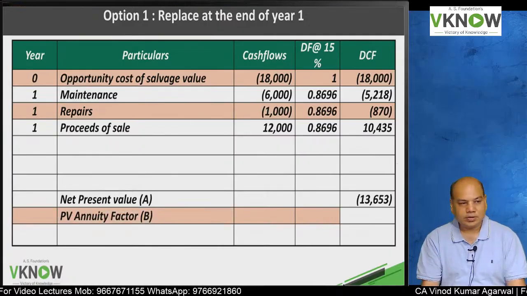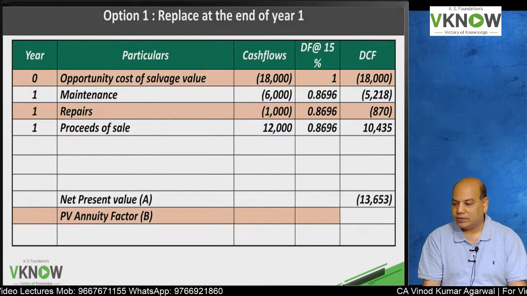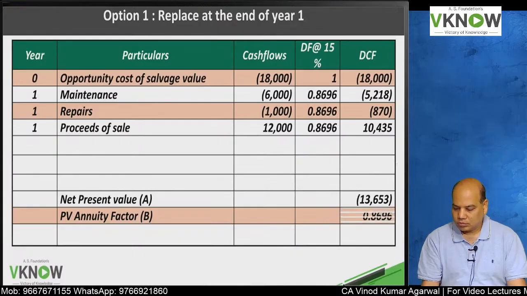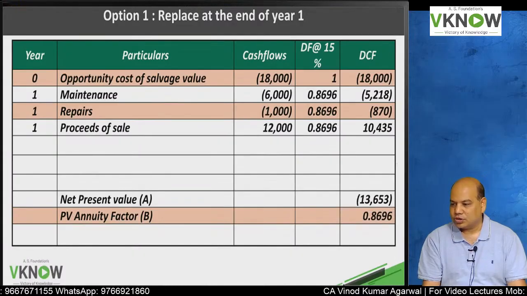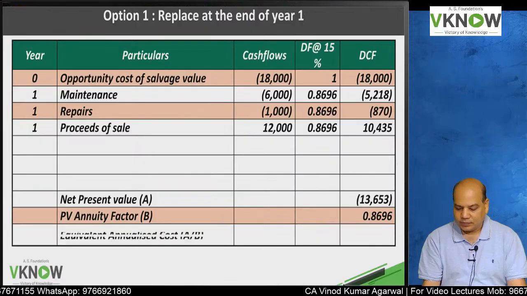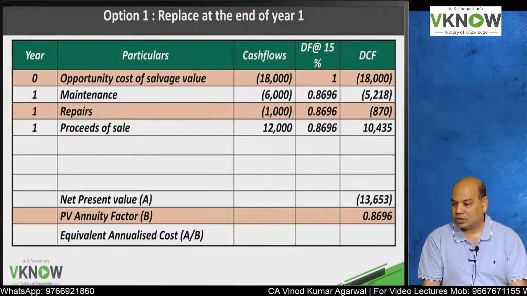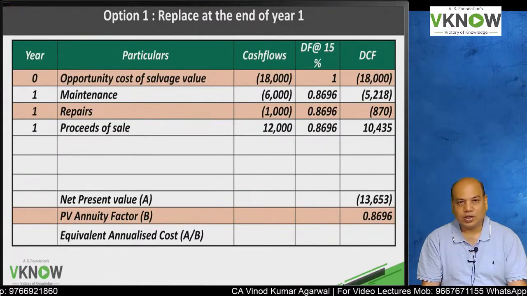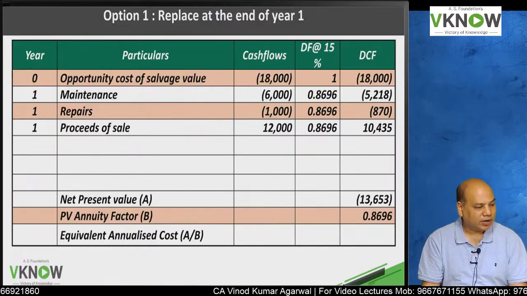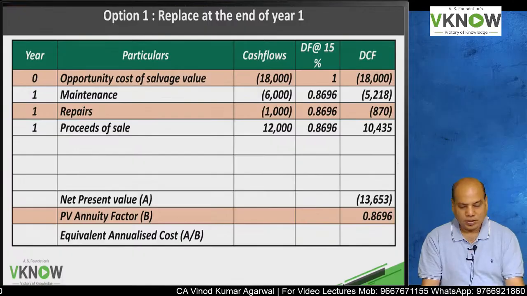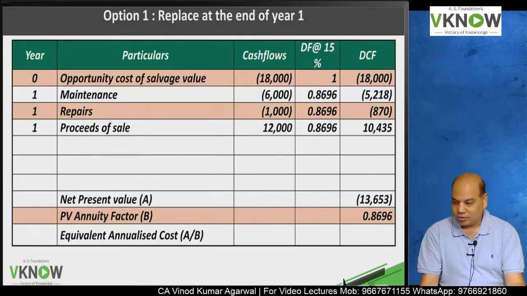PV annuity factor 0.8696 because it's 1 year only. Therefore EAC. Anybody? EAC is net present value divided by annuity factor. Come on, please reply. You're a good student. You can do it.